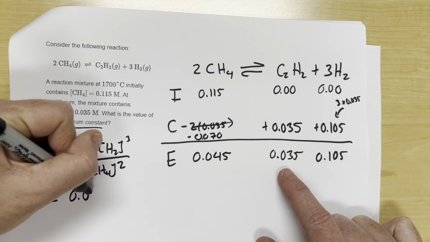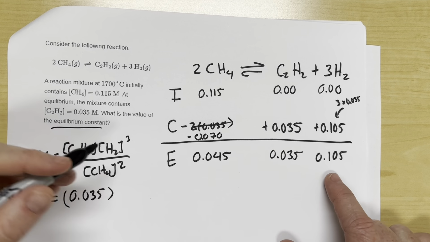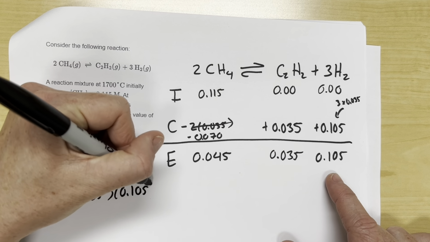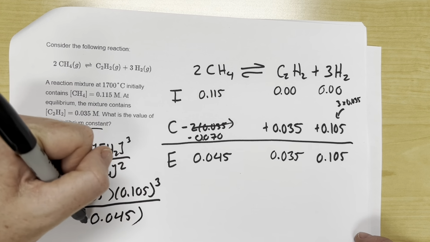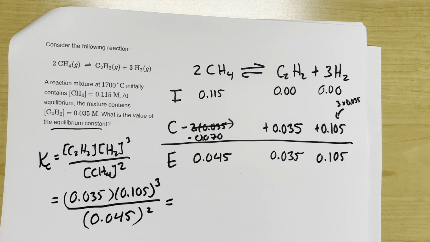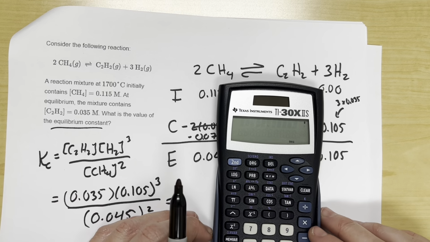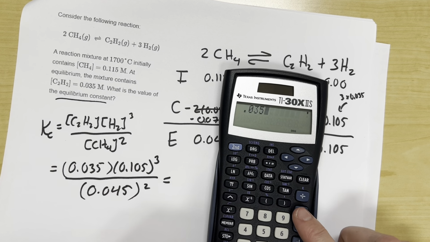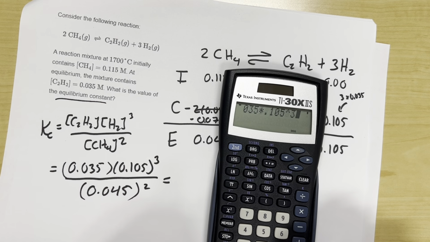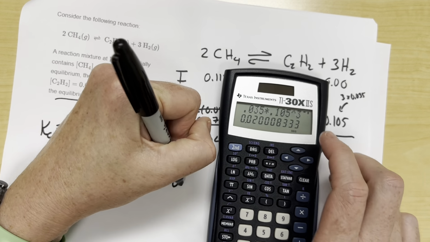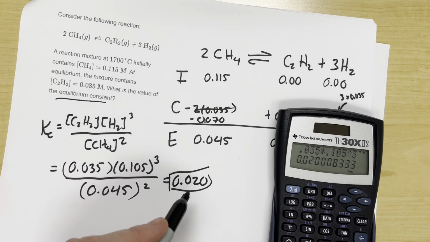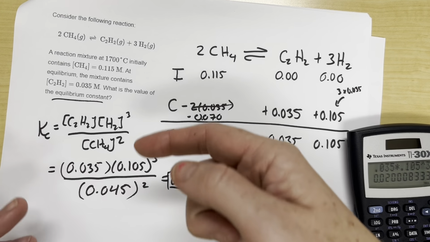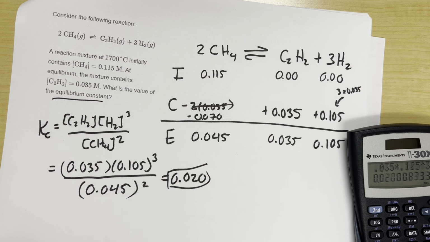We have 0.035. Our H2 was 0.105, and that was cubed, divided by 0.045, which happens to be squared. Let's do this. 0.035 times 0.105 cubed divided by 0.045 squared. And I get an answer of 0.020. What's favored? The reactants must be favored. In other words, the reverse reaction is slightly favored because it's less than 1.